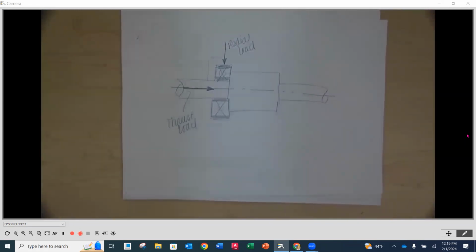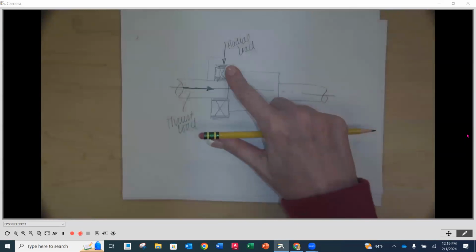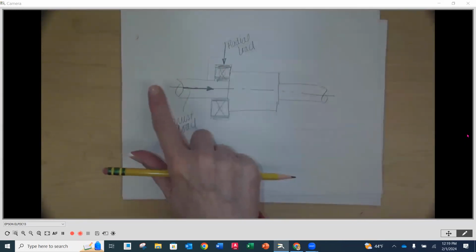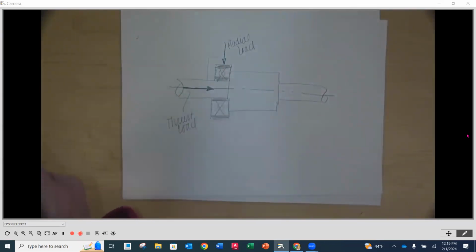Because then it starts to give us the direction of what type of bearing we are going to be interested in. Okay, so radial is perpendicular to the axis. Thrust or side load is going to be along the axis.